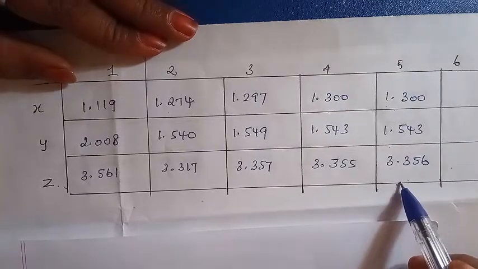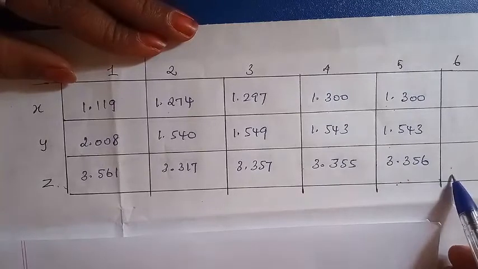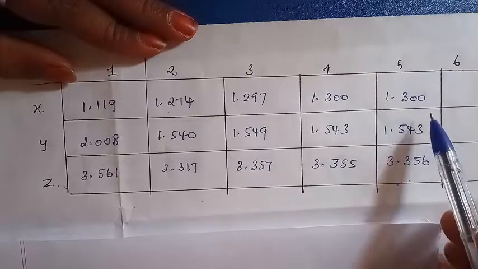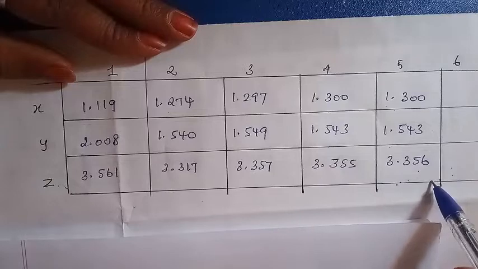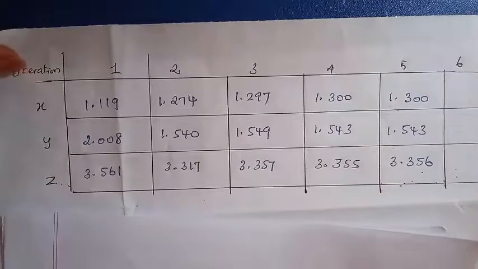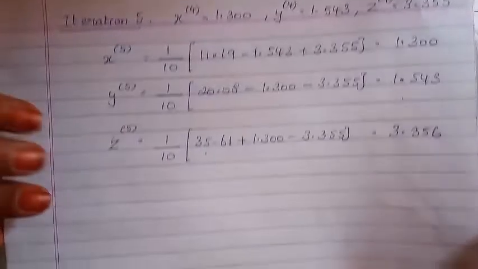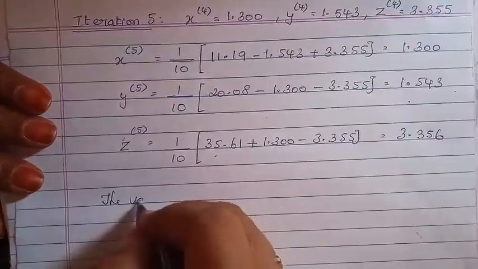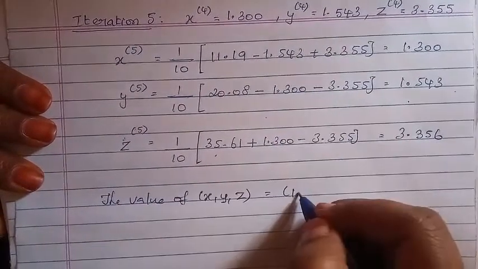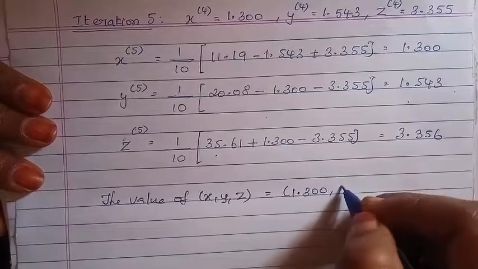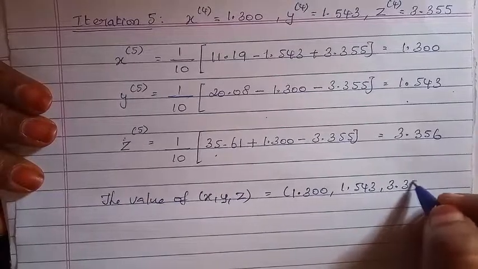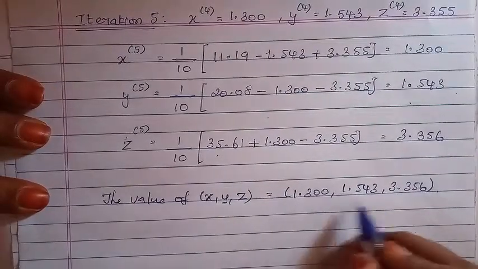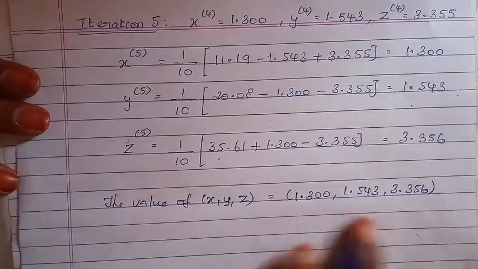Even if you want, you can continue the 6th iteration also, or else we can stop up to here, since we got 2 repeated values and one value differs only with the minute changes, so that we can stop the iteration here and we obtain the value of x, y and z now. So after the 5th iteration, the value of 1.300, 1.543 and 3.356, and this is the value of x, y and z. Hope this is clear to you.